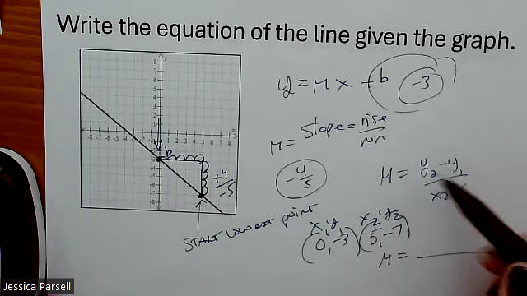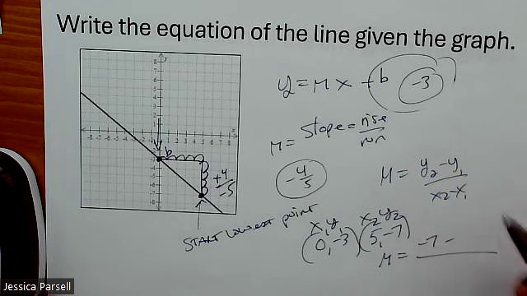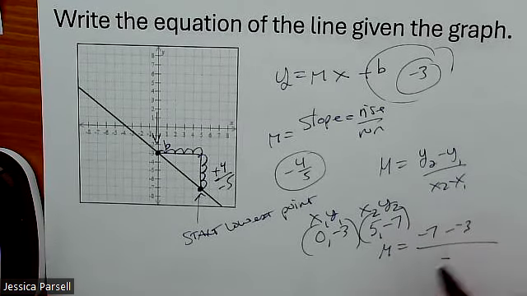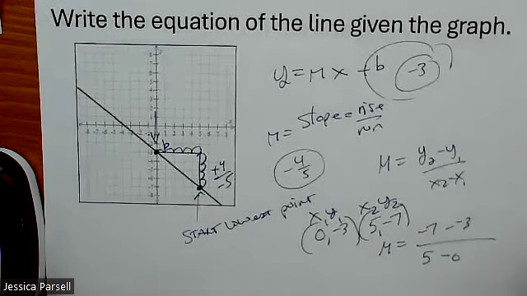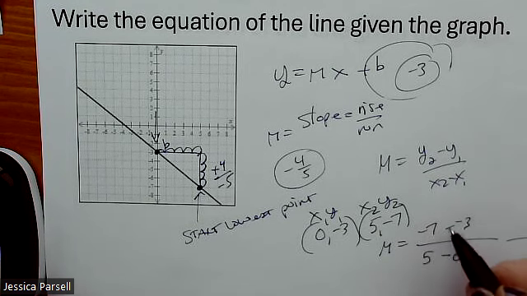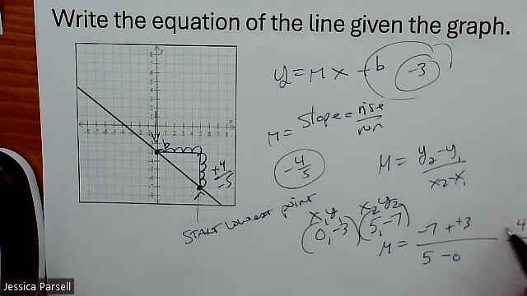So it says I need the second y coordinate, that's -7, minus the first y coordinate, which is y1, which is -3. In the basement, we have the second x coordinate, which is 5, minus the first x coordinate, which is 0. So we're going to go straight across. -7 minus -3. Well, two minuses are going to change that to be a 4 negative. And 5 minus 0 is 5.